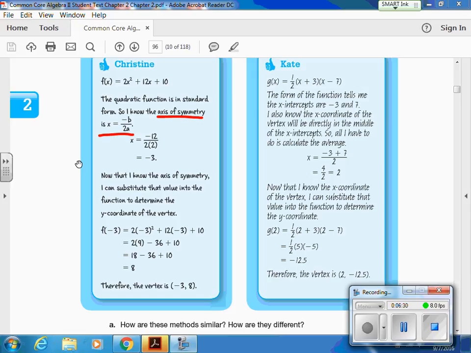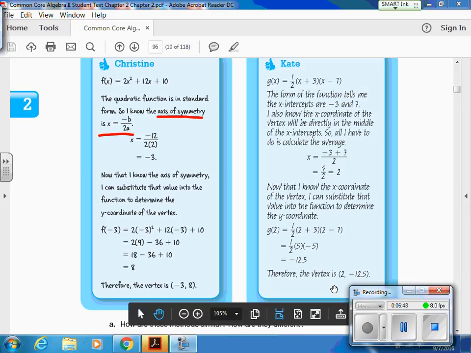That means she's found the x-coordinate. So she takes that, puts it back in, and finds the y-coordinate. So therefore, there's her vertex, okay? It's (2, -12.5). So you can find your vertex in any form. It doesn't have to be in vertex form in order to find the vertex, okay?